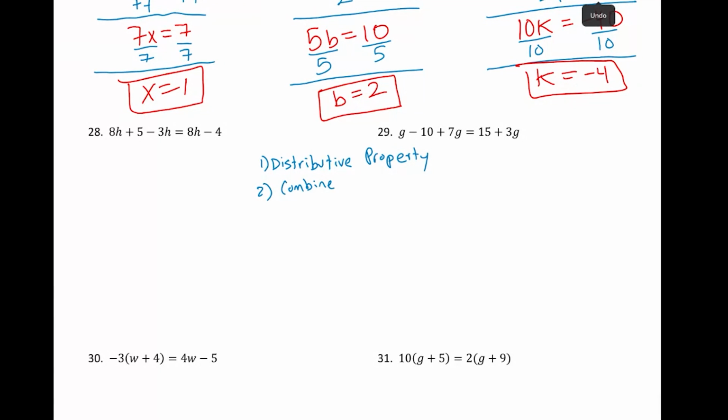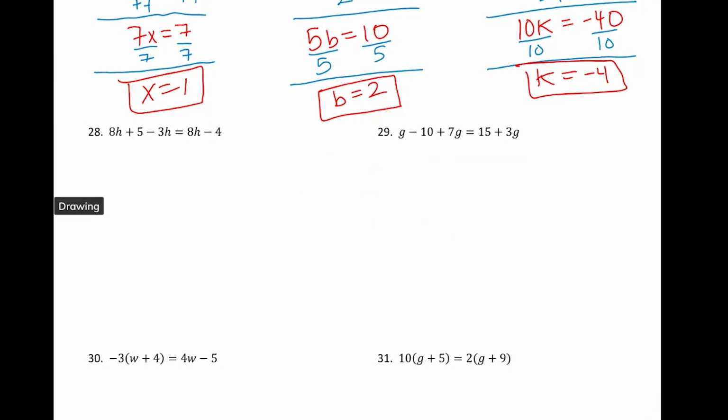That's where you collect all the, like if you've got multiple terms with the same variable on one side, pull them together. If you've got multiple constants on the same side of the equation, pull them together, add them together. So you're going to combine like terms. And then finally, after you do those first two steps, you start using your properties of equality. So this is generally the order of how you want to do the steps. Not every equation is going to have the distributive property or have like terms to combine, but if they do, this is the order that you want to do them in.